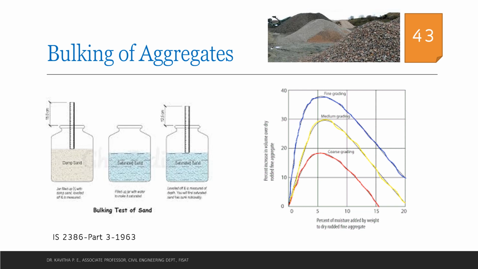change in bulking. We can see the bulking is less in coarse graded than in fine graded as we add the moisture content. In the graph, it is clear that when we add water from around 0 to 5%, there is considerable increase in volume, and beyond which there is decrease in volume. So that is the speciality of bulking of aggregates. For the given sample, we are asked to find the bulking graph of the particular sample.